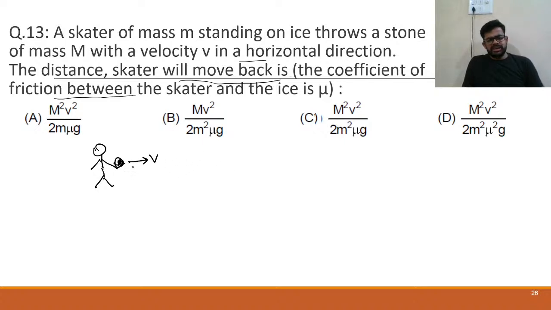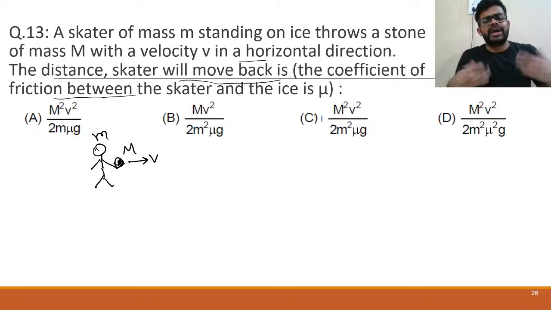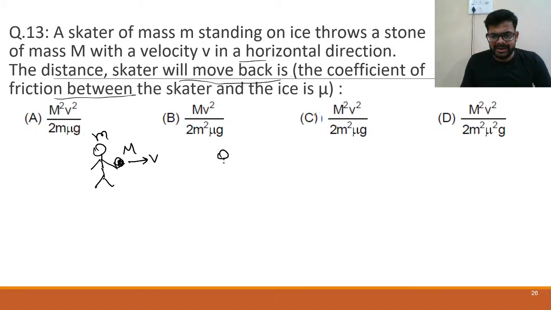Simply speaking, let's say the mass of the man is small m and the mass of the stone is capital M. Let us solve it. Very simple question. The man is throwing this particle, so directly I will say there is conservation of momentum because he is standing on ice, a frictionless surface. There is no external force, just an internal force between the man and the particle. Let's say the man will move in this direction with velocity u, and the particle is moving in this direction with velocity v.